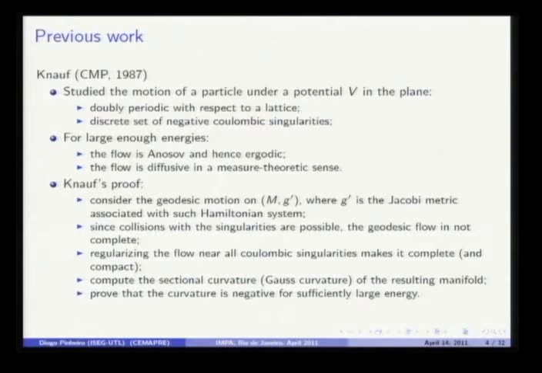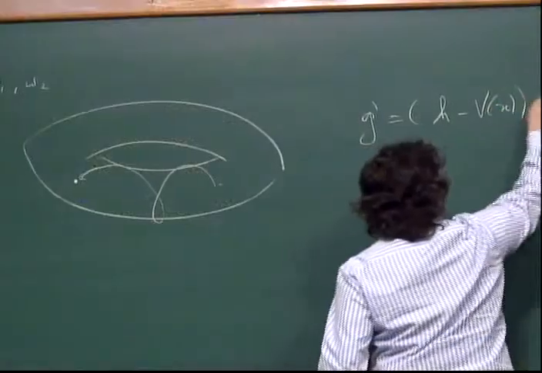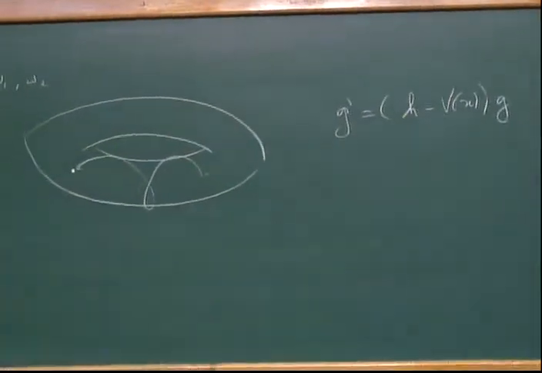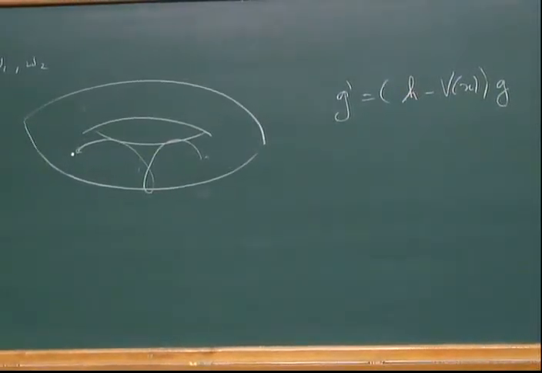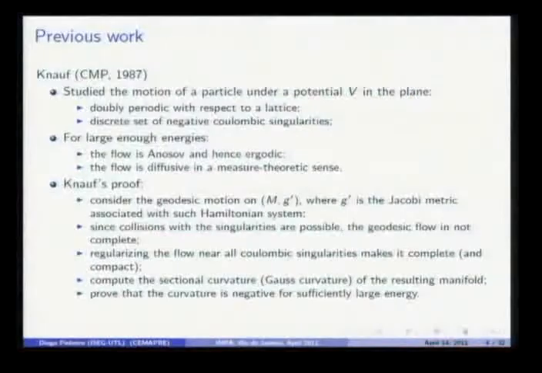So his construction is the following. He moves from the Euclidean metric to the Jacobi metric. Basically, he introduces a new metric, g', which is (H - V)g, where g is the Euclidean metric. Therefore, the motions of the Hamiltonian system are the geodesics of this metric. And then he goes on, and then he has the singularities where the potential goes to minus infinity, because we are assuming that the potential is Coulombic.